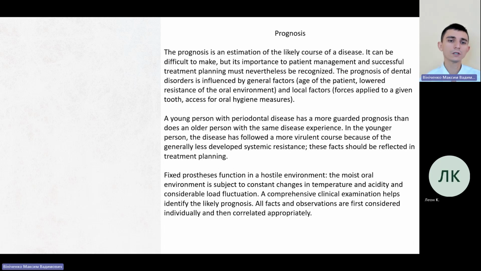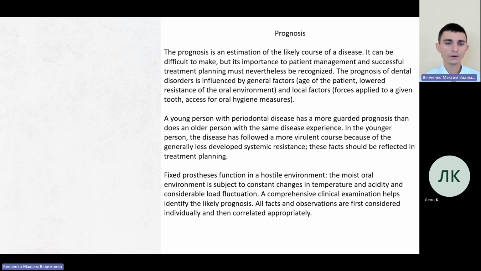Prognosis. The prognosis is an estimation of the likely course of a disease. It can be difficult to make, but its importance to patient prevention and successful treatment planning must nevertheless be recognized. The prognosis of dental disorders is influenced by general factors, for example, age of the patient and lowered resistance of the oral environment, and local factors. They are the blood supply to a given tooth and access for oral hygiene measures.